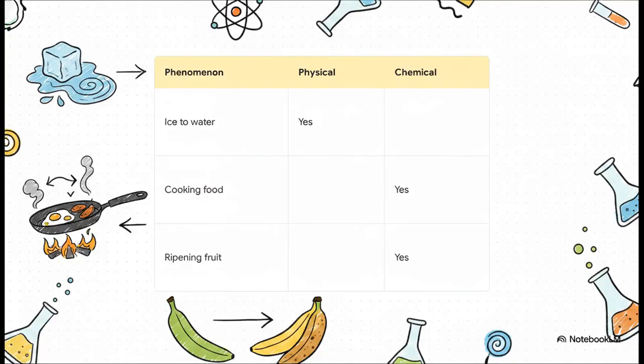Think about the everyday phenomena happening right in front of your eyes. The transformation of ice into water? Well, that is just a physical change. It's completely reversible, and the actual chemical composition of the water doesn't change at all. But consider the cooking of your food or a fruit ripening on the tree. Those are chemical changes. During these processes, the actual composition of the matter alters permanently, and whenever that happens, we confidently say a chemical reaction has taken place.